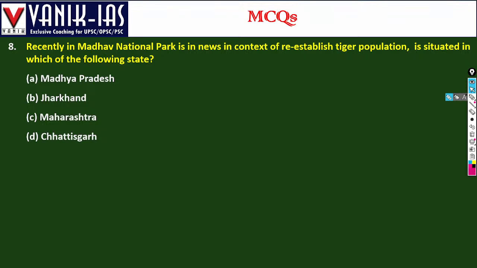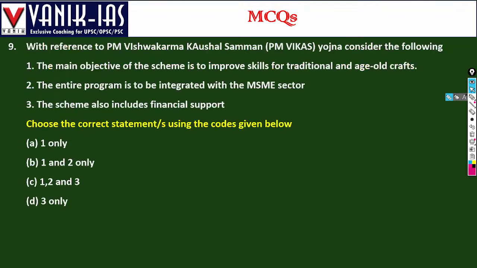Recently, the Madhav National Park was in the news in the context of the re-established tiger population. It is situated in Madhya Pradesh. Fine. With reference to the PM Vishwakarma Kaushal Samman Yojana, consider the following. The main objective of the scheme is to improve skills for traditional and age-old crafts. The entire program is to be integrated with the MSME sector. The scheme also includes financial support. So all three, 1, 2, 3, are correct.